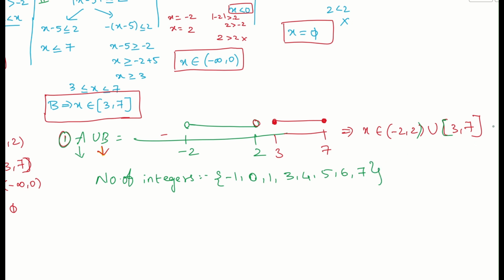Are you getting my point? I am taking all the integers in the resultant set. How many are there totally? Totally 1, 2, 3, 4, 5, 6, 7, 8. So there are 8 integral solutions. Any doubts up to here? Now let us move on to the second question.